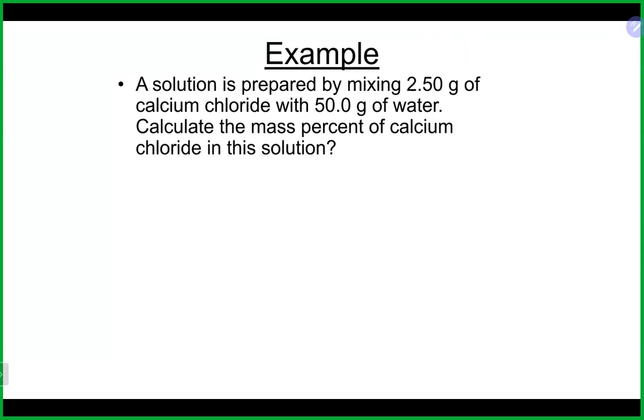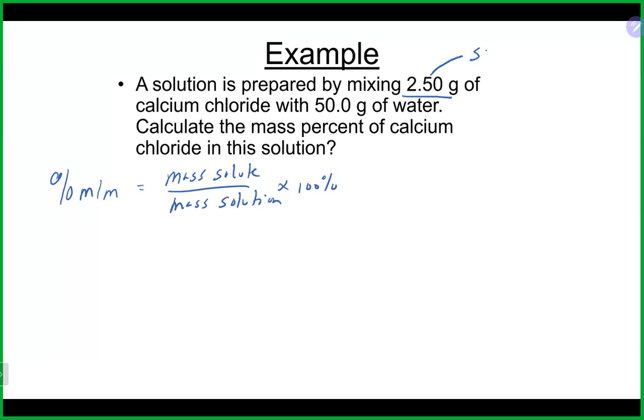Okay, so let's take a look here. Obviously, here we're looking for percent mass to mass. So that is our formula we saw, which is the mass of the solute divided by the mass of the solution times 100%. In this case, we have 2.5 grams of calcium chloride. That is the smaller part of the solution. That is the solute. Water here is the solvent, as it works good for an ionic compound.